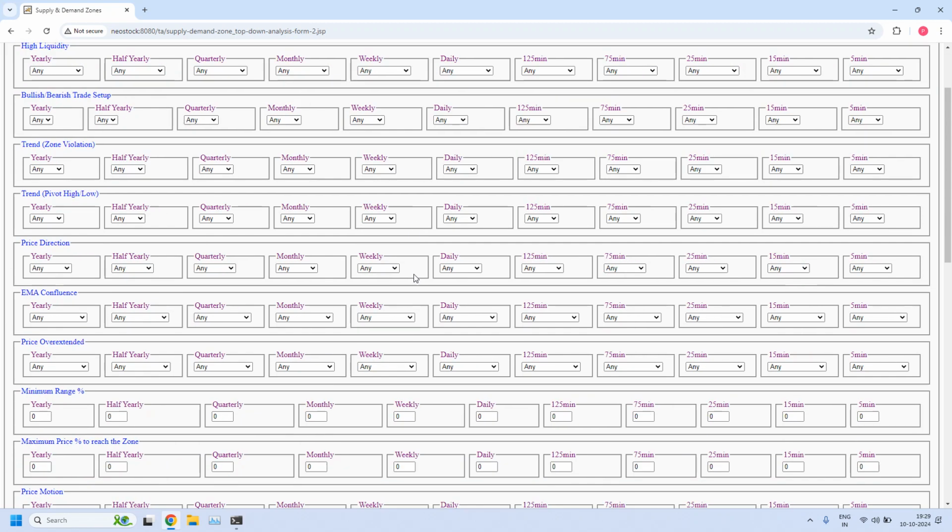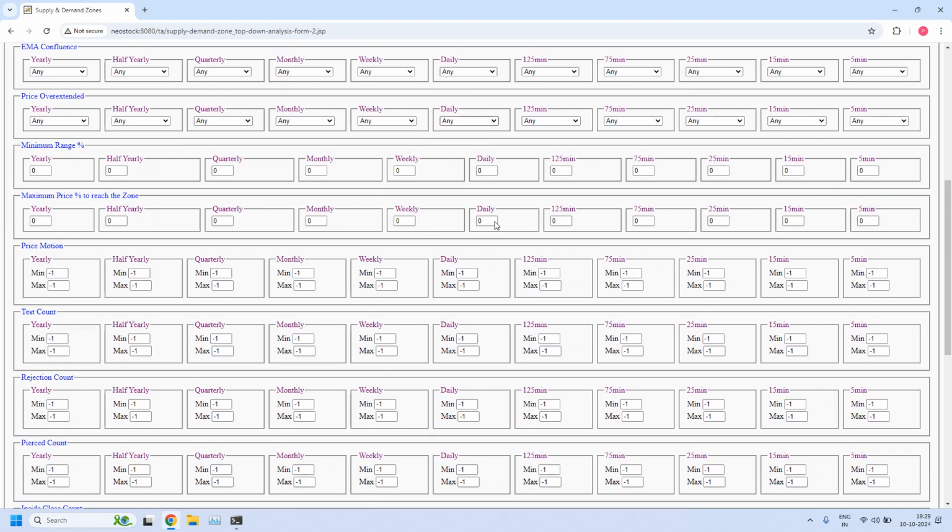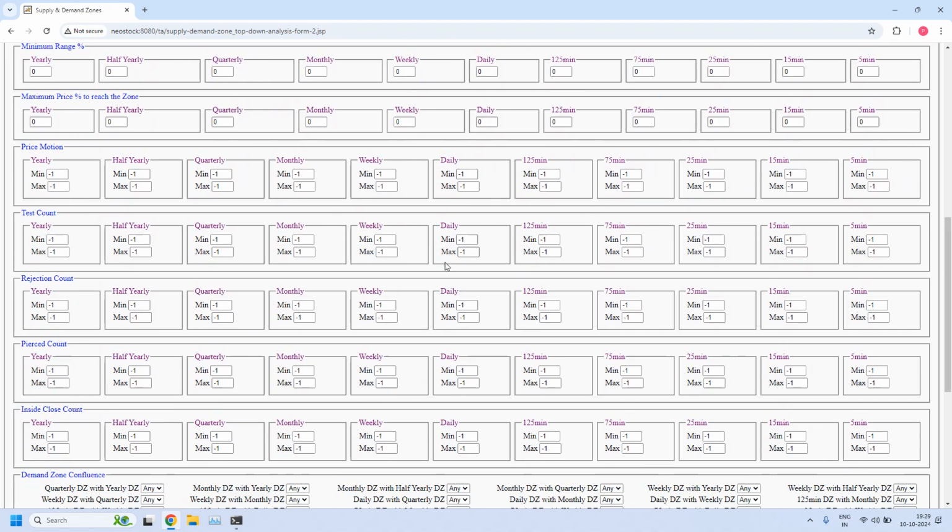So for that we need to use the test count should be 1 on the daily time frame. The test count should be 1. The rejection count should be 0. And the pierced count should be 0 on daily time frame.